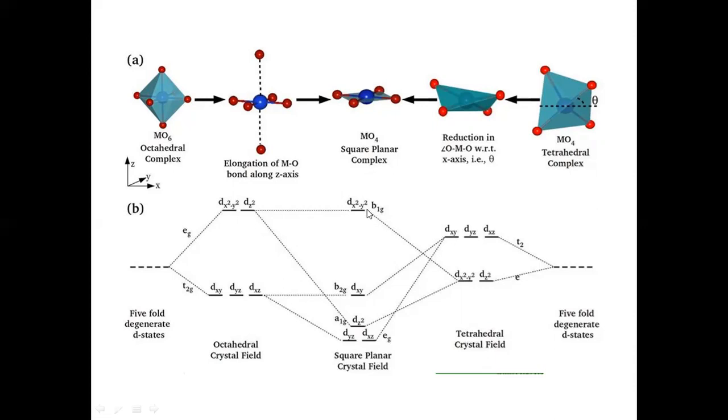So dx square minus y square is influenced more because the dx square minus y square orbitals are along the xy axis, directly directed on the approach of the ligand. That's why it increases a lot in energy, whereas xy orbitals reduce in energy, z square orbital, the z component orbital, reduces in energy, whereas yz and zx completely decrease in energy because they are present in between the yz and zx axis.